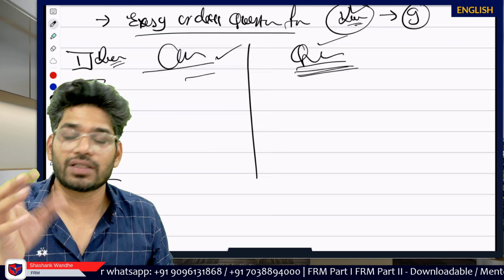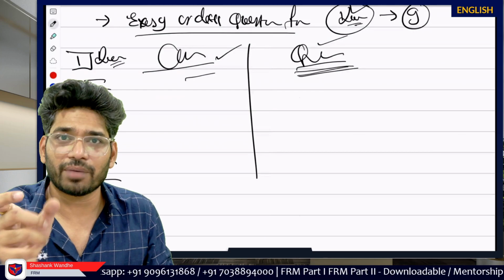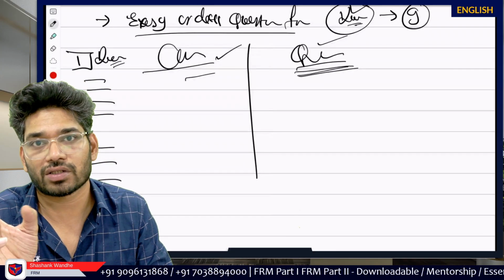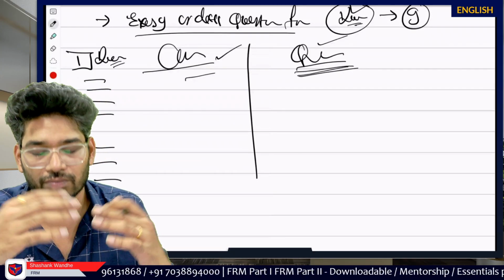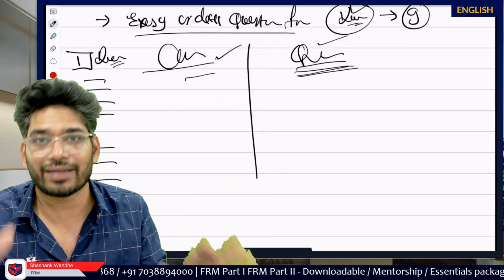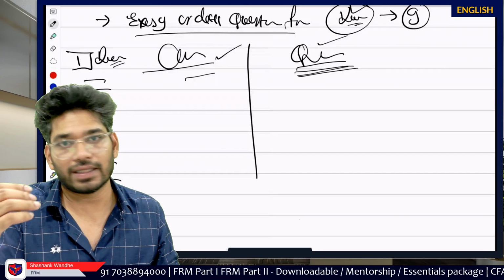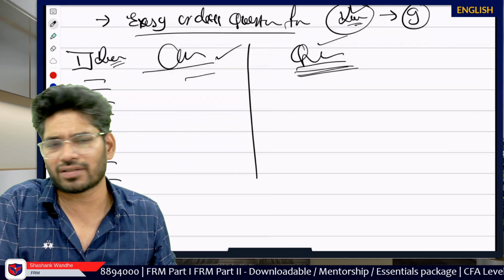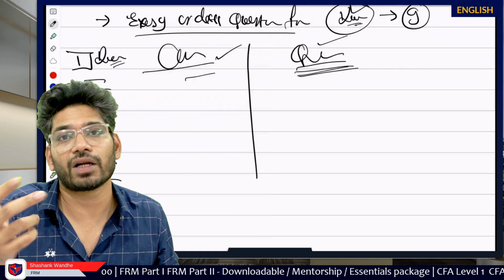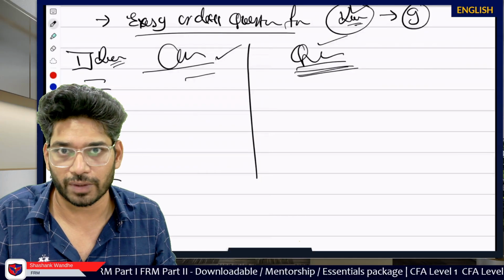Most of the students are troubled by at least one or two subjects. No student is comfortable, or most of the students are not comfortable, in all 10 subjects. So if you are comfortable in all 10 subjects, then this suggestion is not for you. If you are not comfortable in one or two subjects, then you can follow this particular structure.